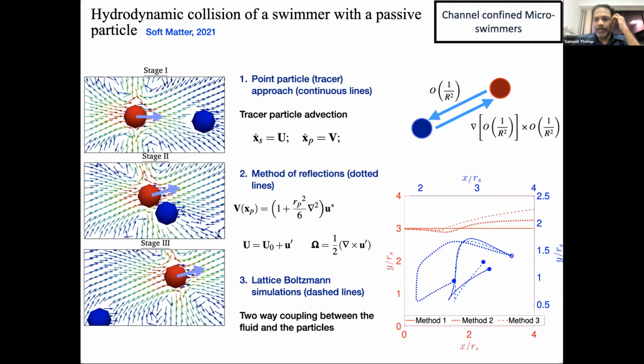Okay, so then this is again a plot where the swimmer goes from left to right, and in these trajectories that you're seeing, the red is the trajectory of the active particle or the swimmer, and the blue is the trajectory of the passive particle. And the origin of these three stages, the attraction, then a repulsion stage and an attraction stage, really comes from this three-stage collision. Okay, so there is a three-stage hydrodynamic collision that happens.